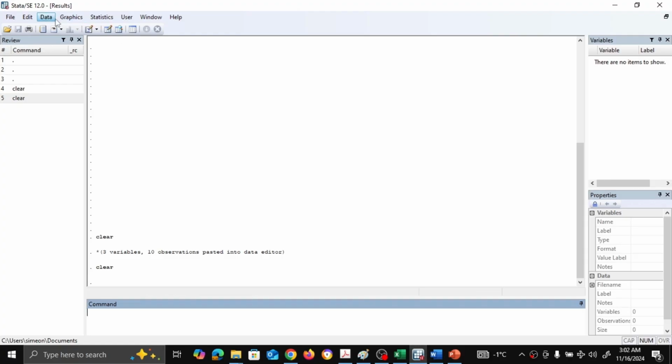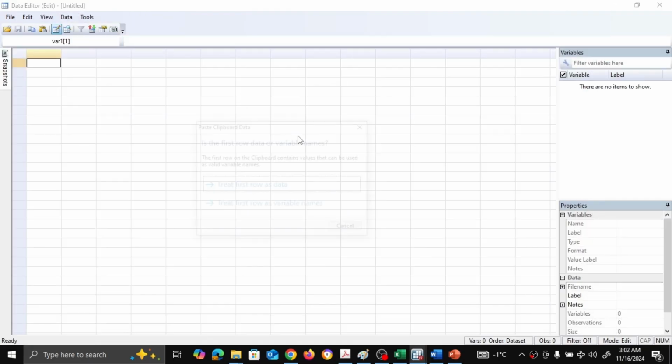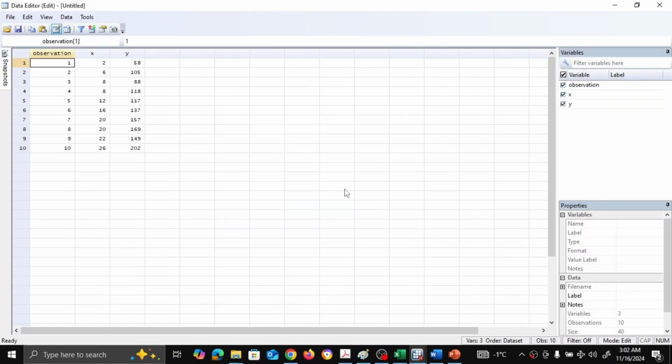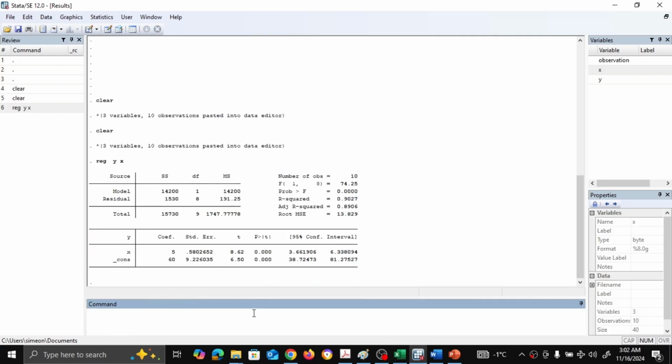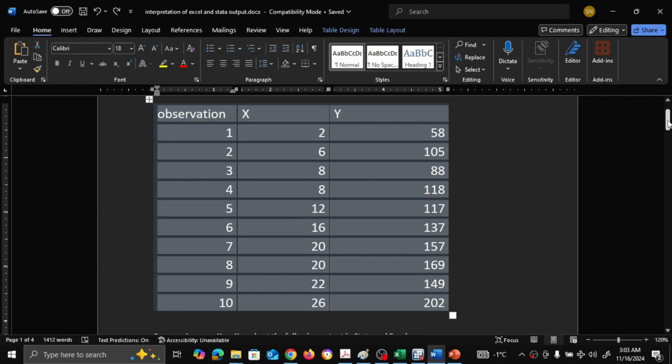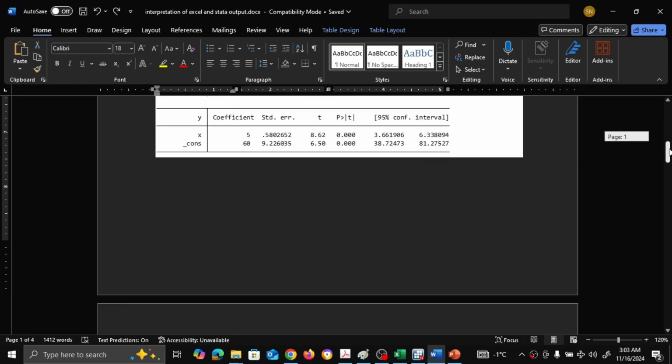So this is STATA. Let's go to Data, Editor, and paste, and exit. Now you have the variables here, X and Y, and you simply do this: regress Y on X. You can click them or type them, and bam, it spits out a table for you. The exact same table is the one here, or it should be the same at least.